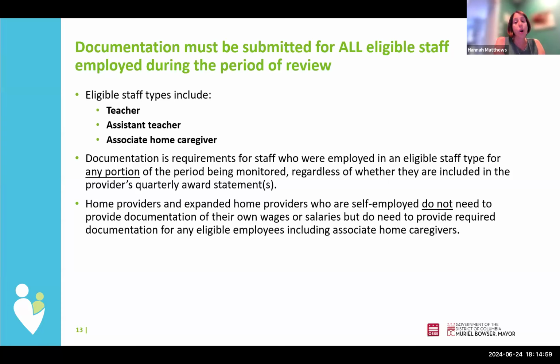I'll note that home providers and expanded home providers who are self-employed do not need to provide documentation of their own wages or salaries. They will need to provide required documentation for any employees, including associate home caregivers.